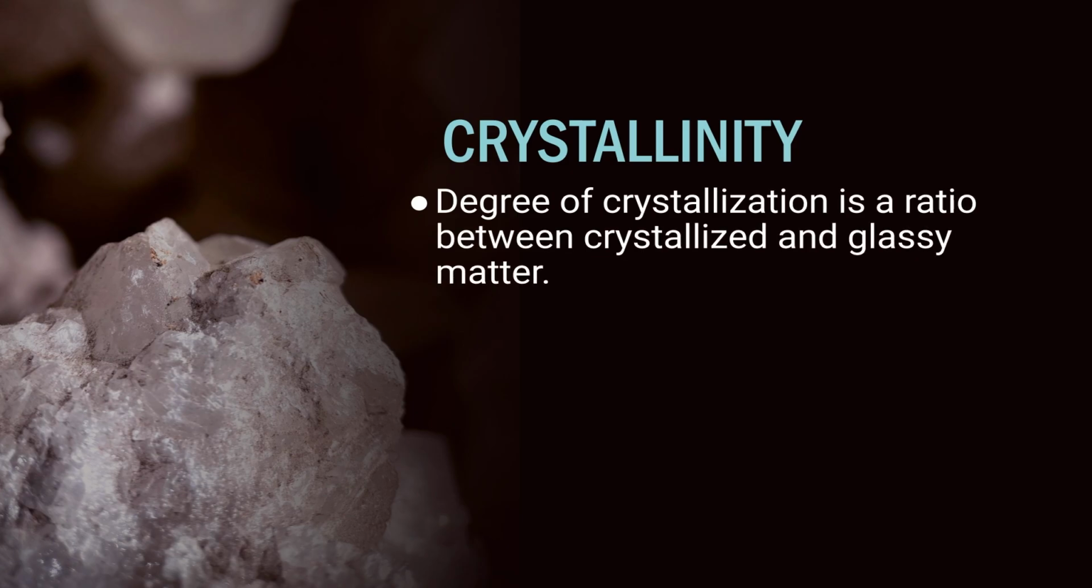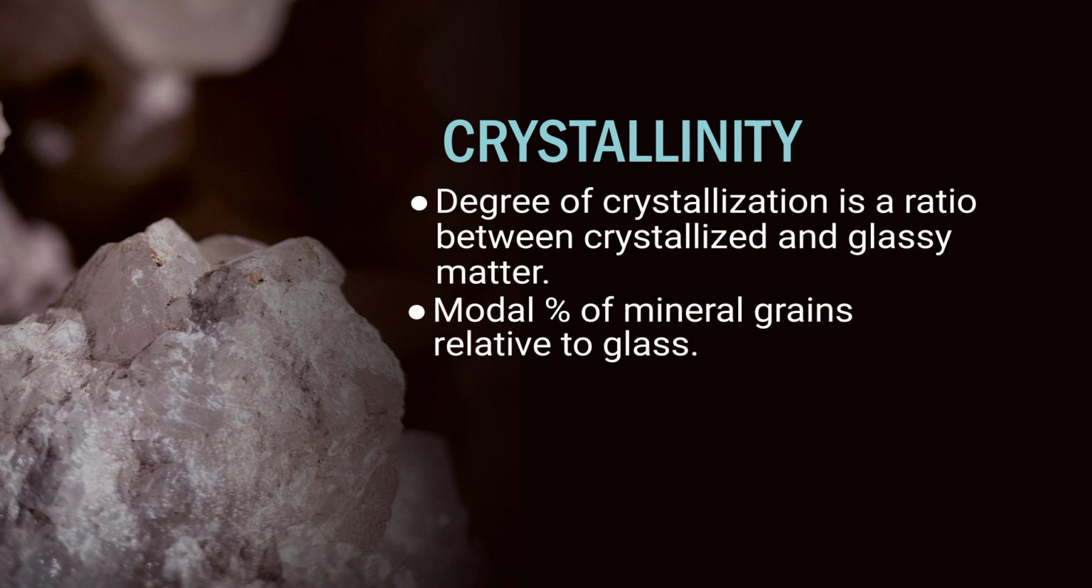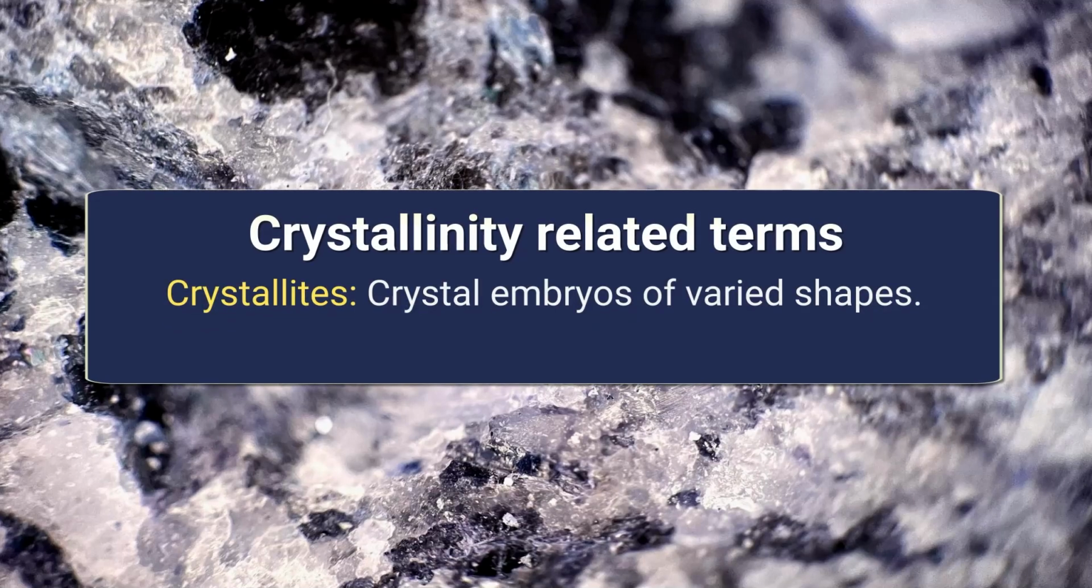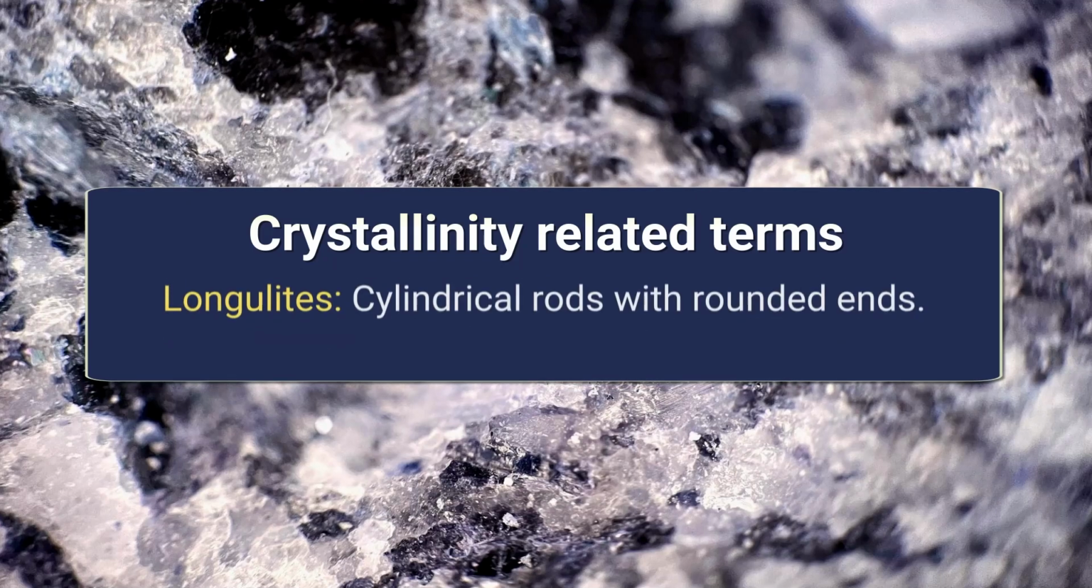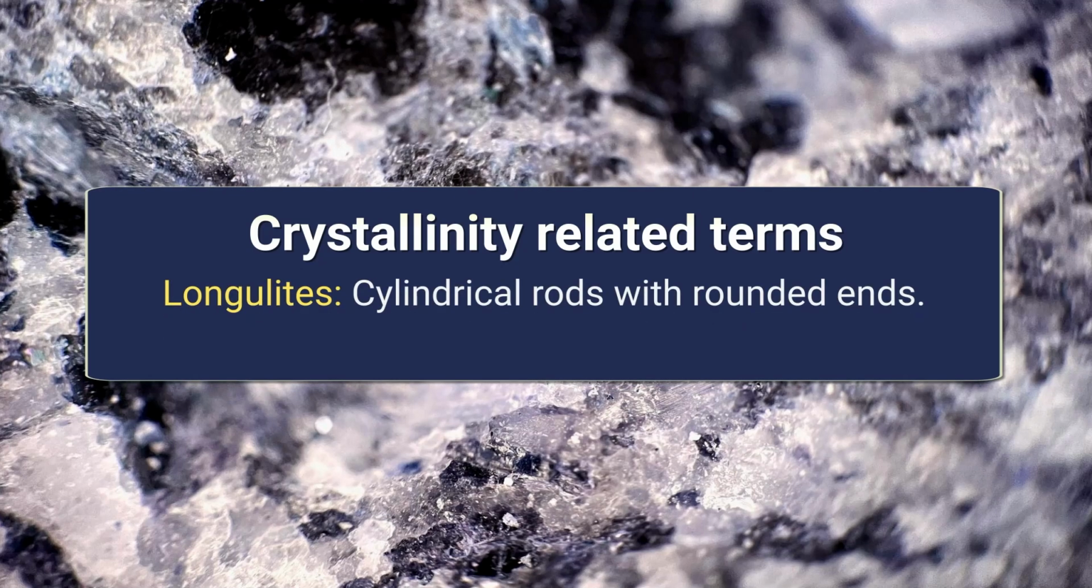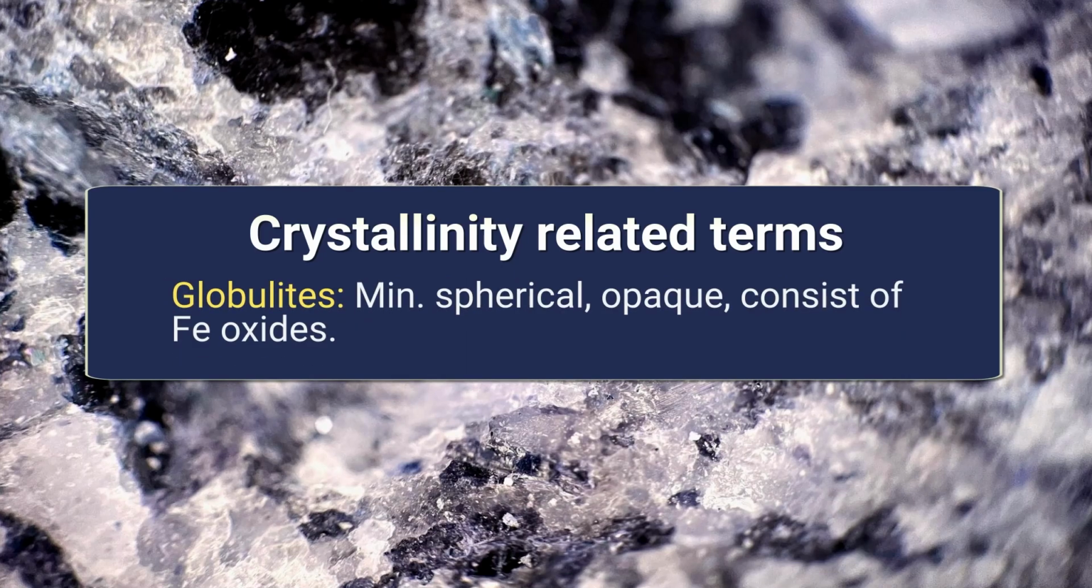A. Crystallinity. Degree of crystallization is the ratio between crystallized and glassy matter. The modal percent of mineral grains relative to glass varies from 0 to 100%. Crystallinity-related terms, for example, crystallites. Crystallites are crystals or embryos of crystals of varied shape. Longulites are cylindrical, rod-like crystals with rounded ends. Globulites are minute, spherical, opaque crystals consisting of iron oxides.